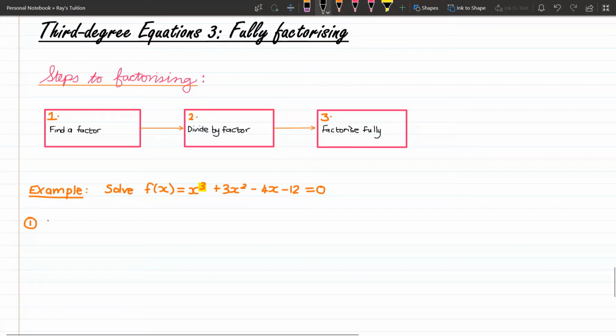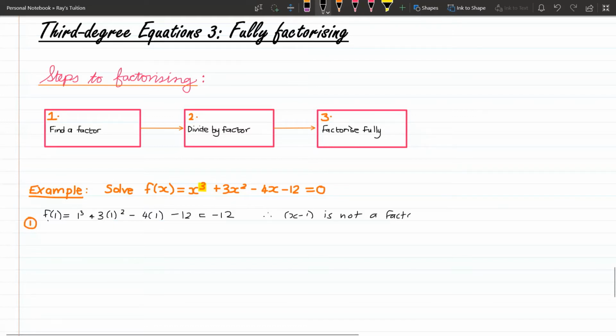I'm going to first try f of 1. This is a trial and error method, so we try different values, normally between 1, minus 1, 0, 2. Normally you'll get a factor within that. So then f of 1 is substituting 1 in each place of x, so it's 1 cubed plus 3 times 1 squared minus 4 times 1 minus 12. Calculating that, we get that it is equal to minus 12, and because this is not 0, that means that x minus 1 is not a factor.